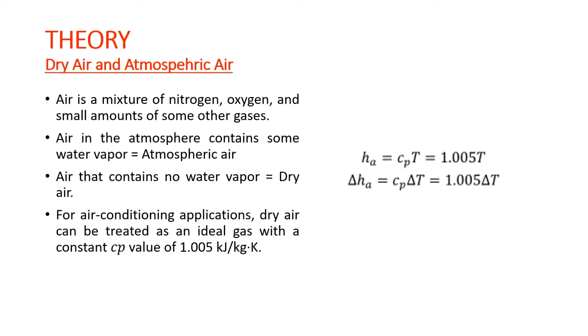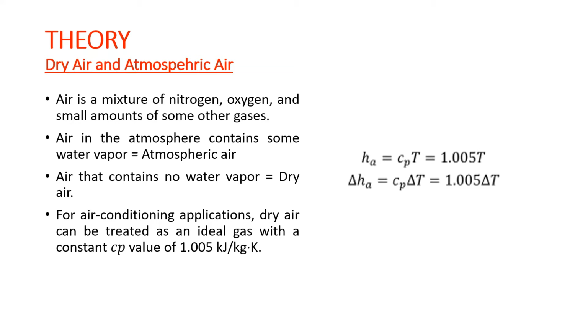Air is a mixture of nitrogen, oxygen, and small amounts of some other gases. Air in the atmosphere normally contains some water vapor or moisture and is referred to as atmospheric air. By contrast, air that contains no water vapor is called dry air. It is often convenient to treat air as a mixture of water vapor and dry air, since the composition of dry air remains relatively constant, but the amount of water vapor changes as a result of condensation and evaporation from oceans, lakes, rivers, showers, and even the human body.